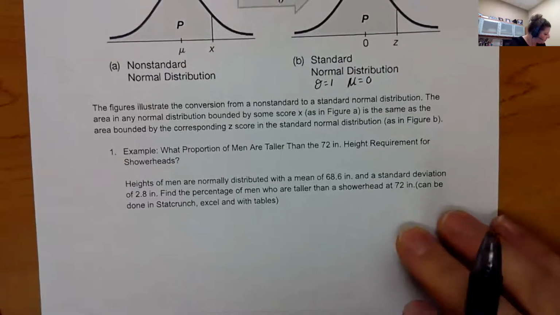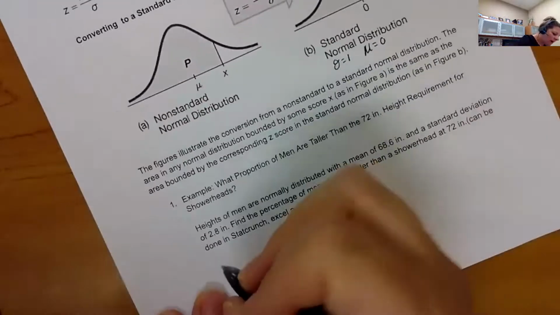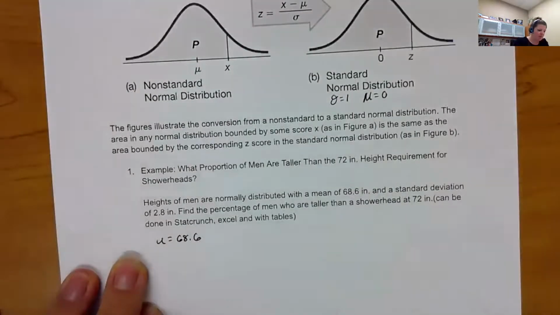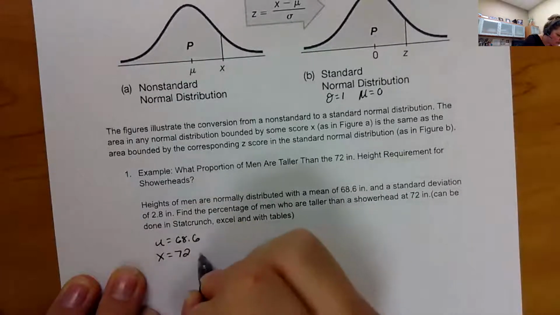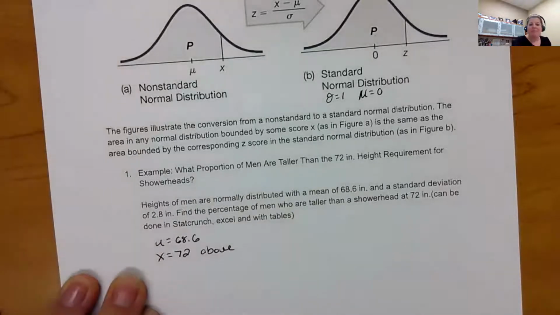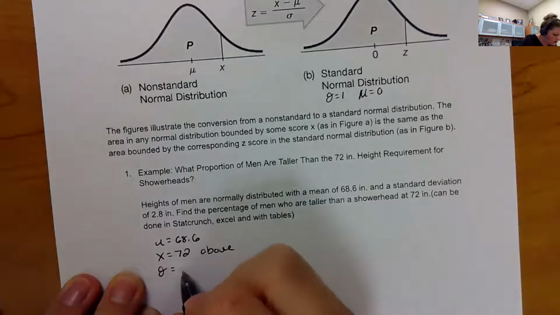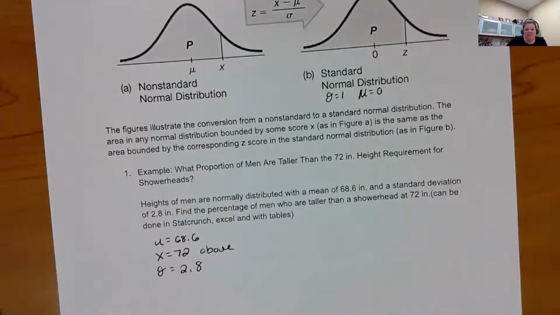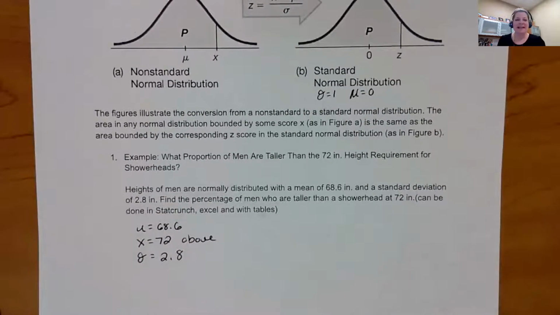Let's simplify what we have. We know our mean is 68.6, and we know the value we're looking at is 72, and you want above. How many people are taller? Your standard deviation was 2.8. So we could do this using that data. You won't be able to see this, so maybe take a second, pause and write that down, because I've got to open the screen share.